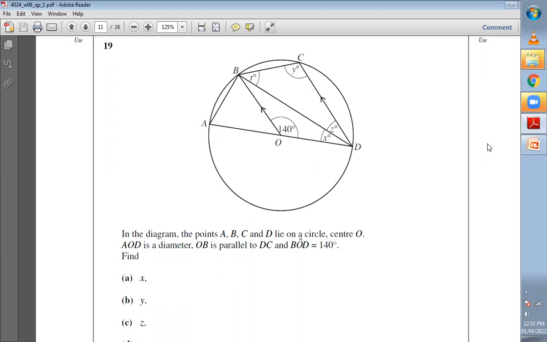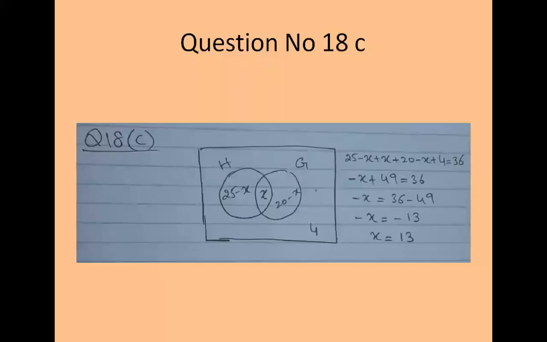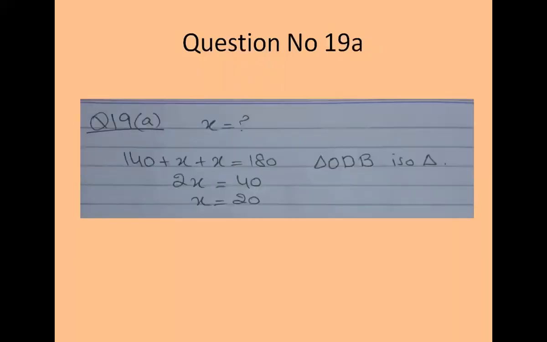So X plus 140 equals 180. Let me show you my answer. Let me show you how we did the first part. So X is the question. Triangle ODB is an isosceles triangle, because OB and OD are both radii. So you will have 140 plus X equals 180. 2X equals 180 minus 140, that will be 40. So X will be 40 divided by 2, and that will be 20. So the value of X is 20 degrees.